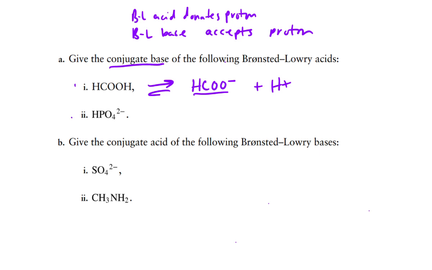So watch your charges. With HPO4 2-, again, this is what we call amphiprotic, so it can act as either an acid or a base. In this problem, we're saying it's an acid, which means it's going to donate its proton. And so we're going to form PO4 3-, and then that H plus in solution. So our conjugate base is the PO4 3 minus. So again, we went from a 2 minus on the acid to a 3 minus on the base.